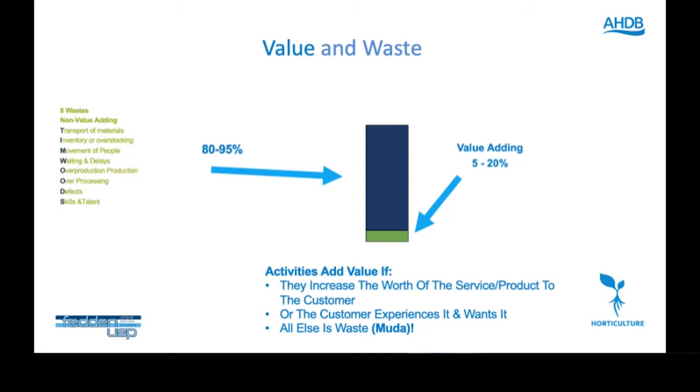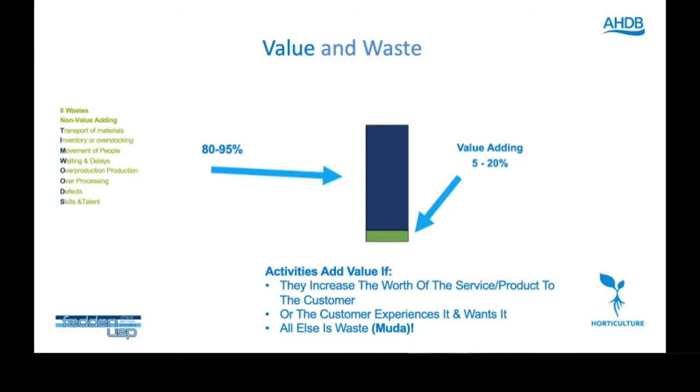not selling, basically. Over processing might be doing too much to the product, so spending too much time inspecting or too much time cleaning the product itself over and above the customer specification would be something we classify as over processing. Defects is where you haven't met the spec, so you haven't met the customer specification for whatever reason, and you've got to do some additional rework onto the product itself.